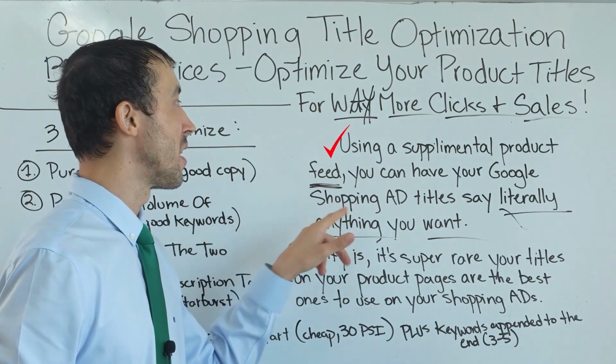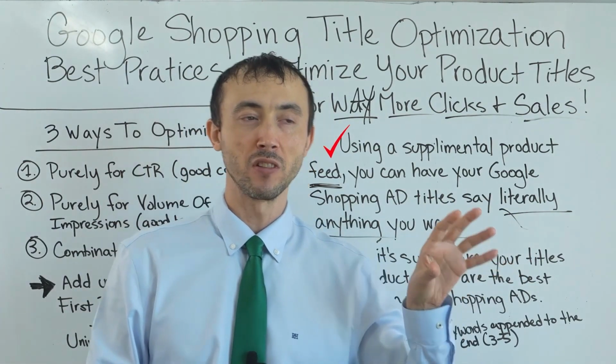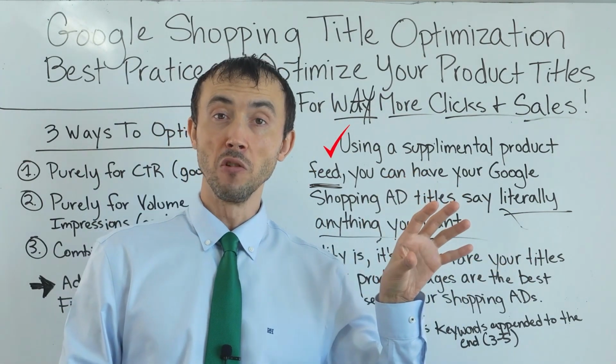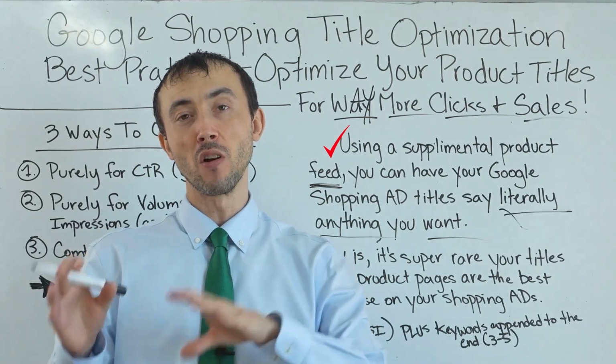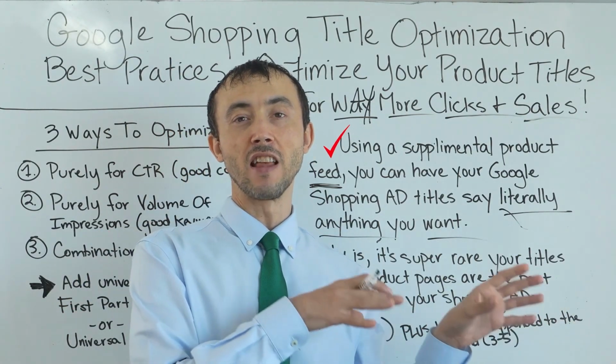And that's done through a supplemental product feed. So going back to what I said before, the reason why this is so profitable is because most people don't even know they can do this. They think that by default, what's shown on their product page title is what they have to have on their shopping ad title. And it's not the case at all.